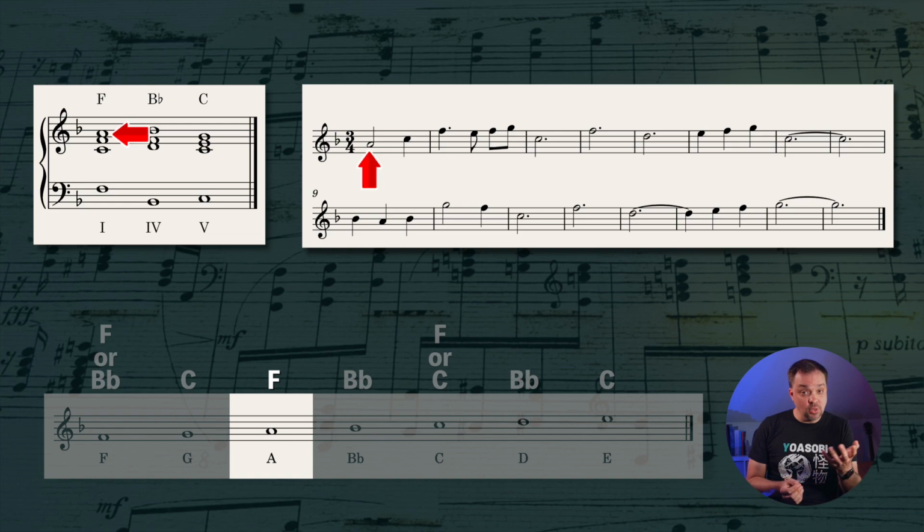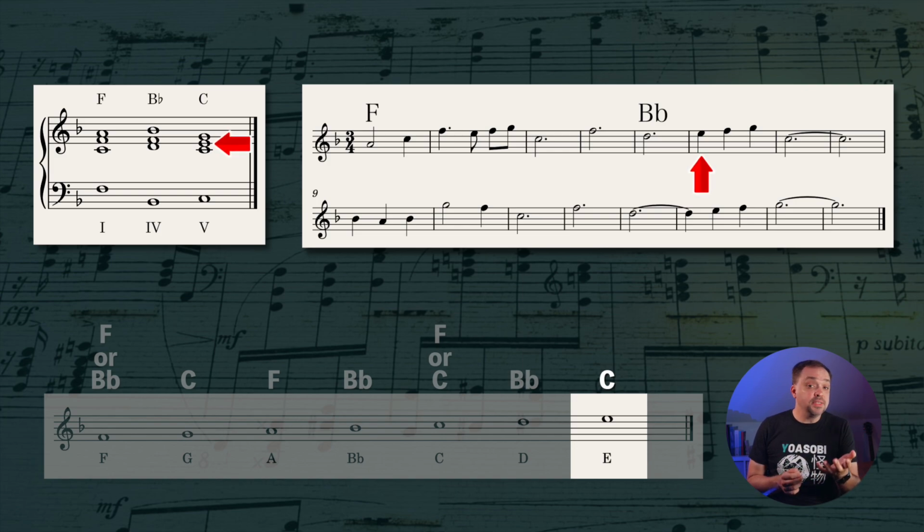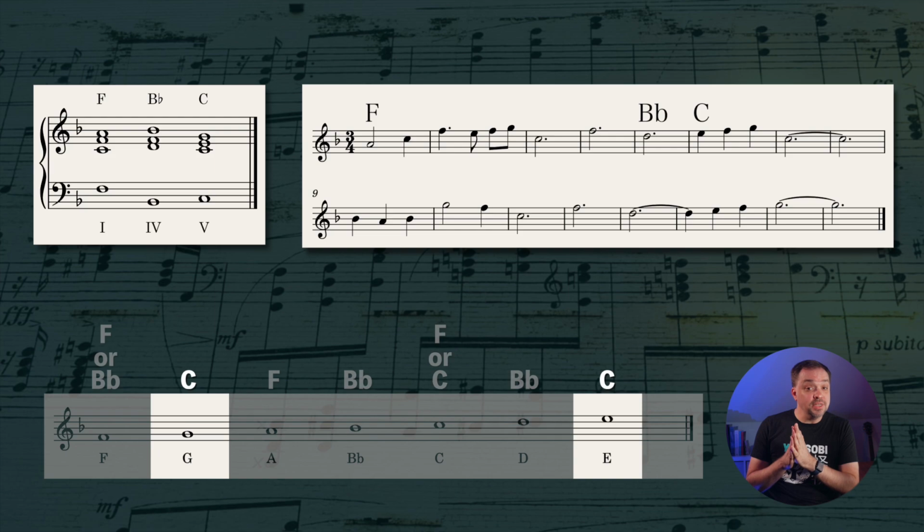This A can only have F major. This D can only be B flat major. Notice that not only does this E need a C major, but the figure outlines a 3rd from E to G. Outlining a 3rd like that implies that both pitches should be chord tones. Fortunately, the E and G both get harmonized with C major.